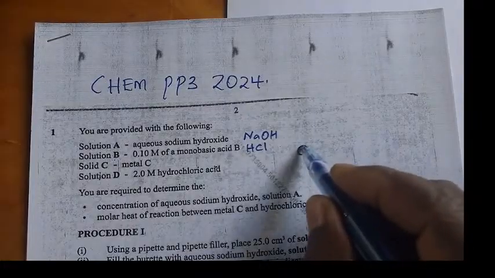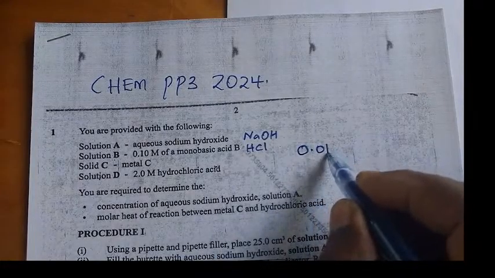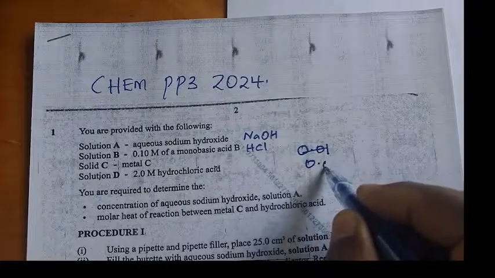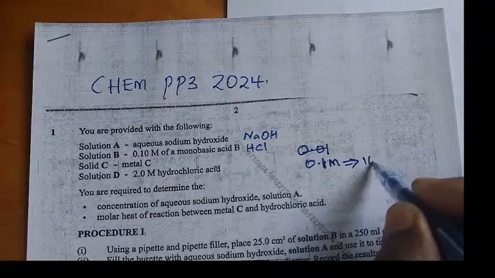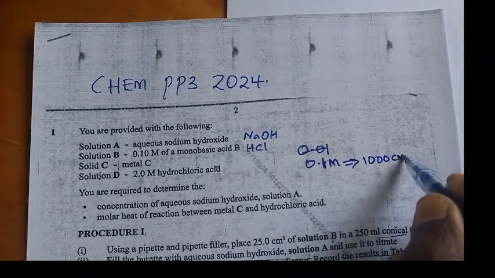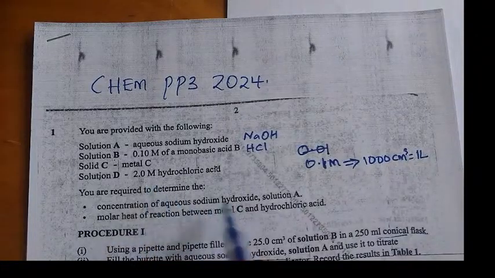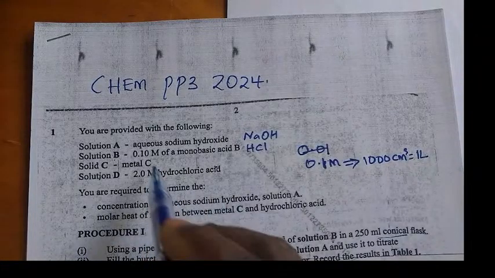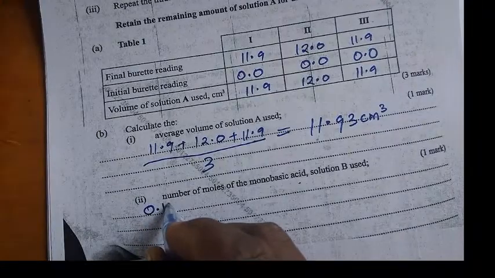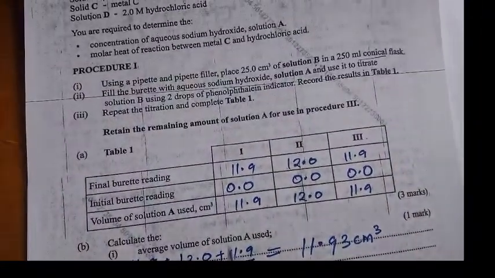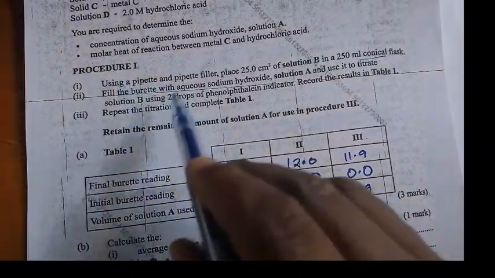What does 0.1 molar mean? It means the number of moles in 1,000 centimeters cube, which is equal to 1 liter. That is what it means. Remember, M stands for molarity, and molarity is the number of moles in a liter. That is the crucial information. This is why I was telling you, you need to understand the procedure. You can go back and refer.